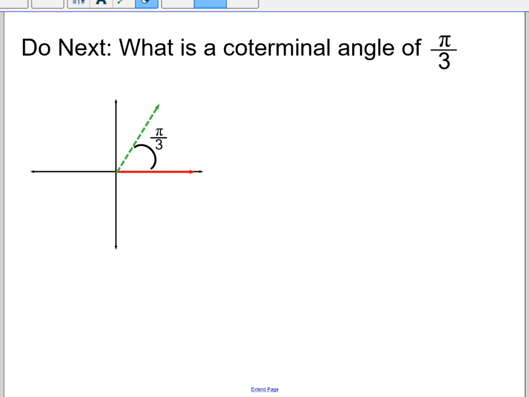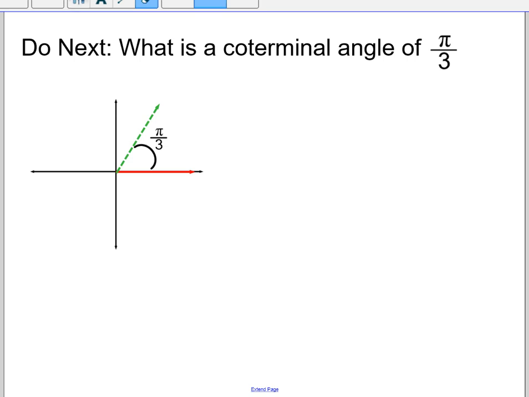Similar question: what is a coterminal angle of pi over 3 radians? And last week we talked about radians as another unit that we can measure angles in instead of degrees. And we're going to do the same kind of math to find coterminal angles of pi over 3 radians. We have a positive angle here because it is going counterclockwise from the initial ray.